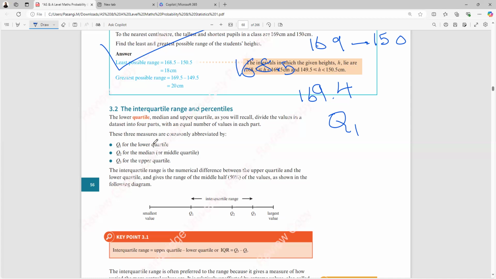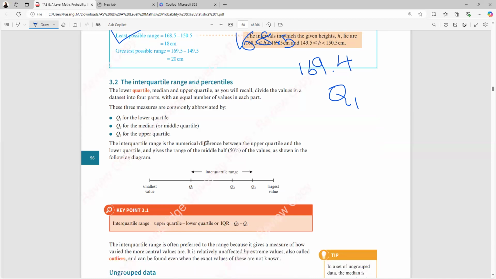So the interquartile range is the numerical difference between the upper quartile and the lower quartile, and gives the range of the middle half of the values. As shown in the following diagram, these are the main quartiles and how the data is spread among the entire data set.